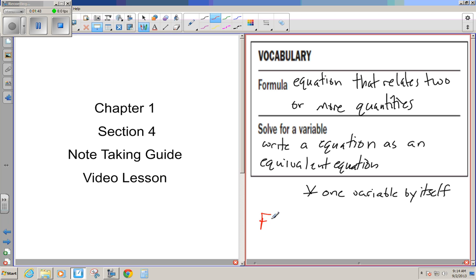Fahrenheit equals 9/5 C plus 32. That's solving for the variable of Fahrenheit. Now, remember, when you're solving, you don't have to have it on the left. You could isolate it. You could have the equivalent equation of this, where it's on the right.